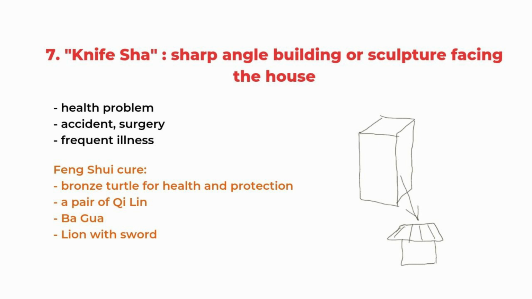Now you can probably see a pattern of how we use different Feng Shui cures. And if you have a bigger Feng Shui Sha Qi, you use stronger, fierce animal and a more powerful Feng Shui cure. If it's smaller Sha Qi, you use gentle Feng Shui cure, maybe Hu Lu or bronze turtle.